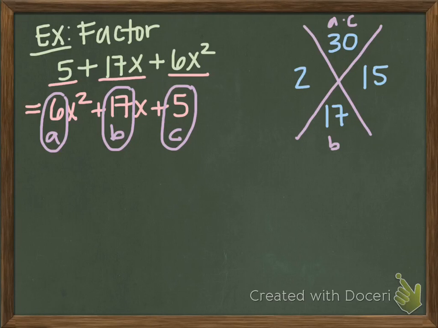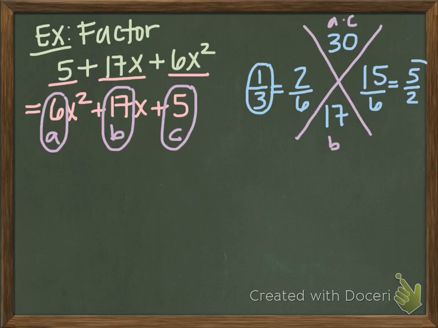The two that come to mind immediately for me are 2 and 15. Those multiply to make 30 and they add to make 17, so we're good. Step 5, divide both numbers by A. Our A is 6, so we're going to divide these both by 6. Just type these in your calculator. Your calculator will simplify them for you. 2/6 simplifies to 1/3. 15/6 simplifies to 5/2. It doesn't matter if your fraction is improper or not. You just don't want to write it as a mixed number.